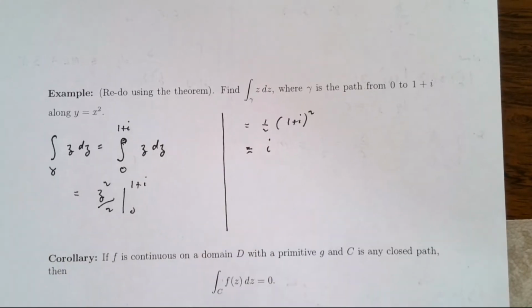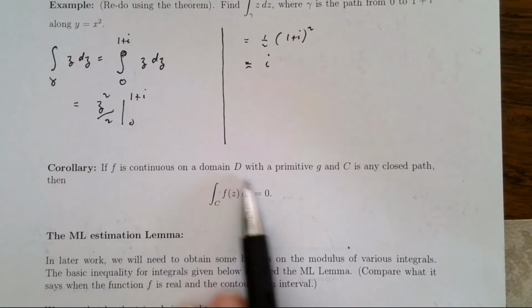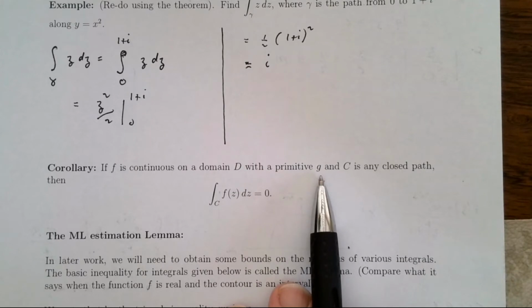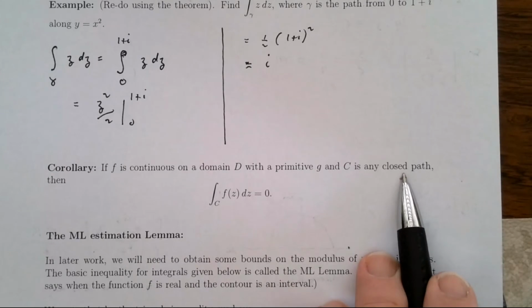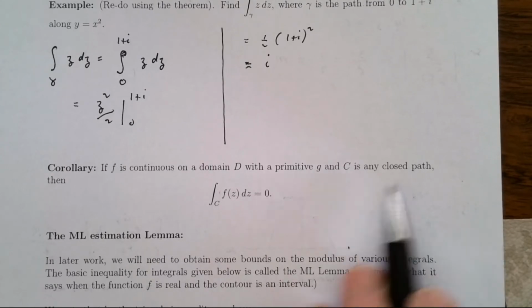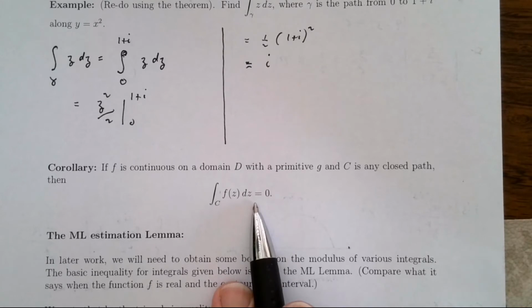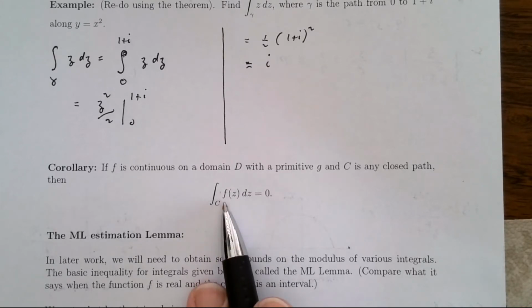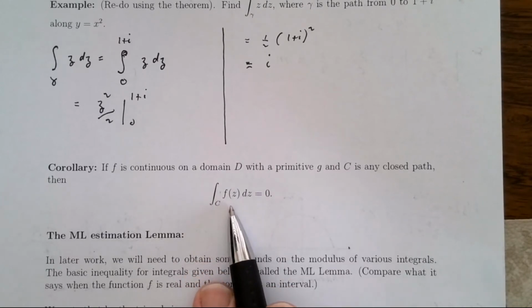Now, you will of course realise immediately that if f is continuous on a domain D and it has an analytic primitive, and C is any closed path, then because the beginning and the end points are the same, the integral along C of f of z dz is 0. Now this of course, again I stress, assumes that your function f has an analytic primitive in the first place. And the fact that it will have, provided f is analytic, is going to be a result coming up in the next section.